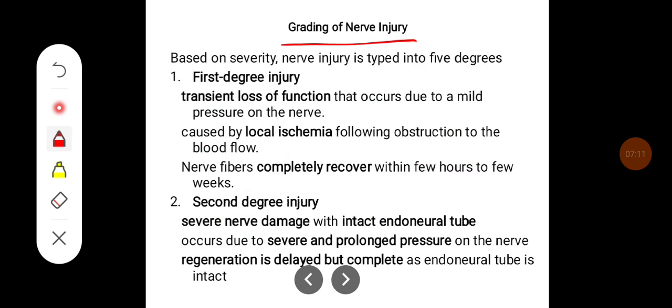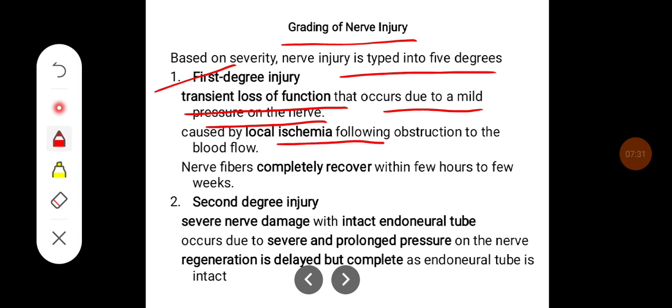There can be different gradings based on the severity. Nerve injury is typed into 5 degrees: first degree, second degree, third degree, fourth degree, and fifth degree. The first degree is a transient loss of function that occurs due to mild pressure on the nerve, caused by local ischemia following obstruction of the blood flow. The nerve fibers completely recover within a few hours to a few weeks.